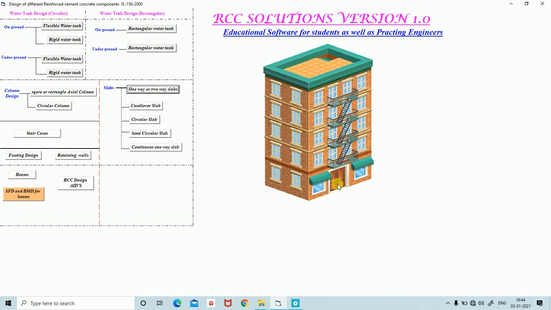After a long gap, I am making a video and demo on how to find the nodal weights of the building. Nodal weights of the building. Okay, let me open this first. Slabs, one-way or two-way slabs.